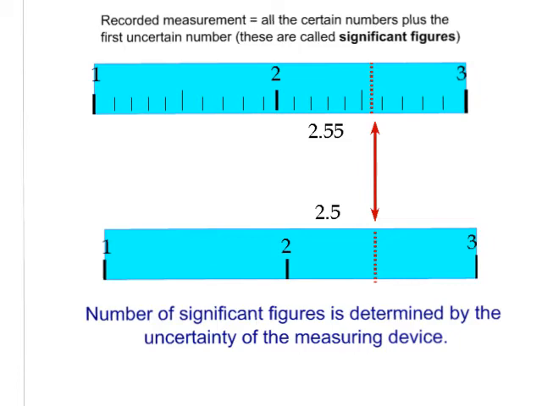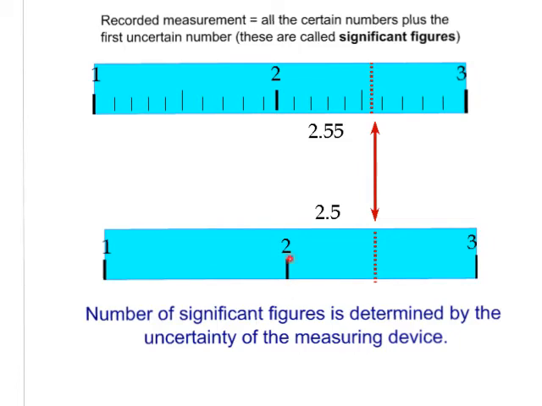So we know the recorded measurement equals all of the certain numbers plus the first uncertain number, called significant figures. So we have a certain number of 2.5, and now we have this uncertain number here. We can say 2.55. What if we use this ruler? What could we record for our measurement?